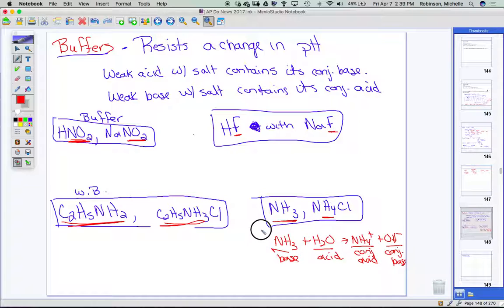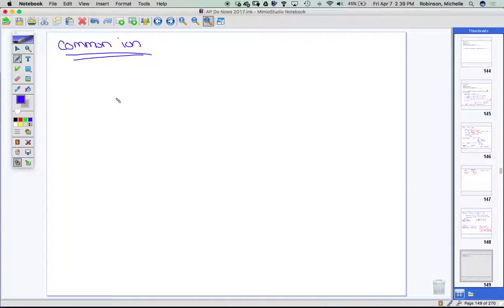But the only part we care about is that we have this and this. If we have both of those in a solution, we have a buffer. And we do, right? Because that's what we have. We have the weak base and a salt that contains its cation. I'm sorry, it's cation in that case. Okay. Good? Sort of?